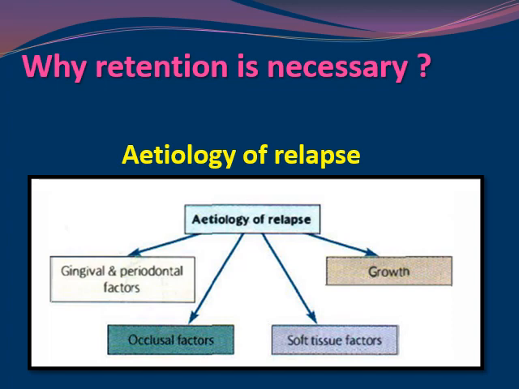ولذلك لما أسأل أو يكون السؤال why retention is necessary or what are the etiological factor of relapse راح يكون الإجابة نفسها اللي هي gingival periodontal factors, occlusal factors, soft tissue factors and growth. نفس الإجابة راح تكون لأن شيء مرتبط بشيء.